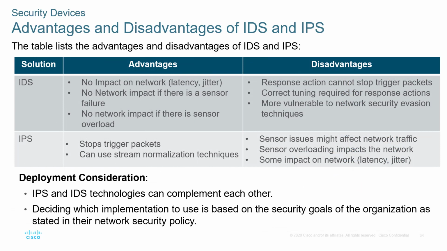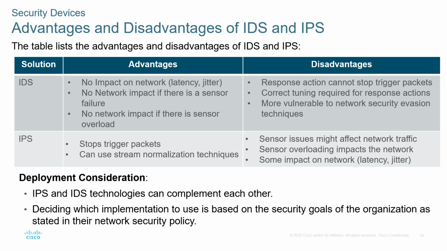So advantages and disadvantages between the two. An IDS does not impact the network. All it does is listen and report. The disadvantage is, well, it doesn't do anything. It doesn't trigger anything. There is no real function after it detects. You also have to really fine-tune the IDS. It does provide vulnerabilities because there are evasion techniques that can evade the sensor of the IDS.